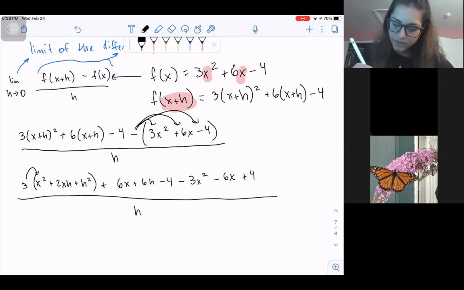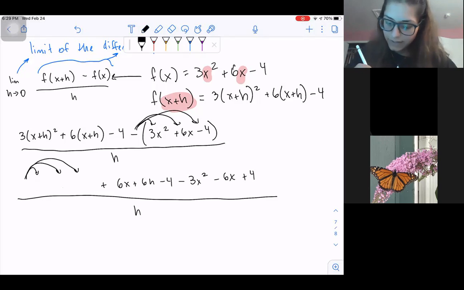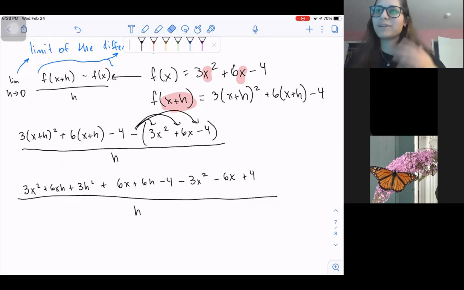And the last step is to distribute the 3 out. So I'll just rewrite it. So we'll have 3x squared plus 6xh plus 3h squared. Right, and you can go through it slowly too. I zoomed through it, but that's what we should get.